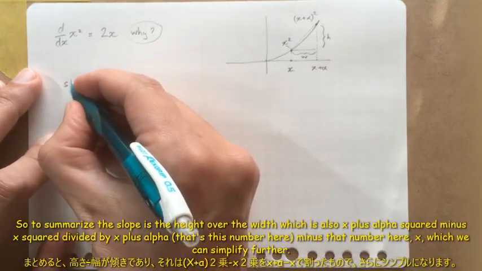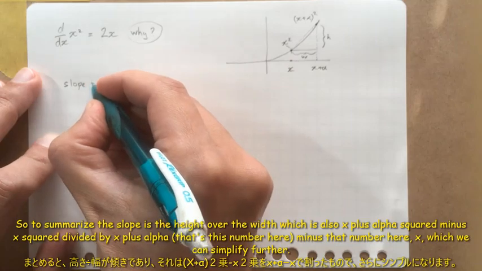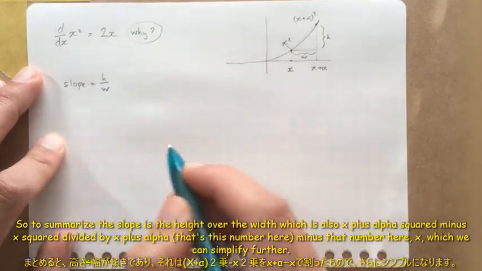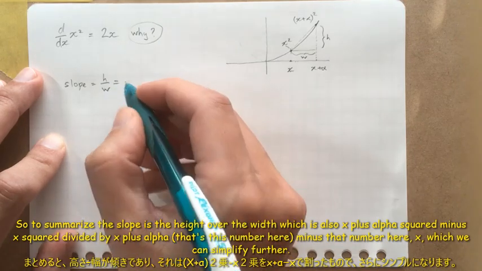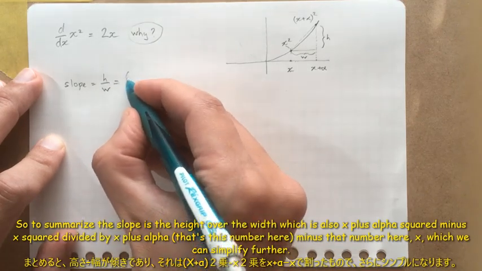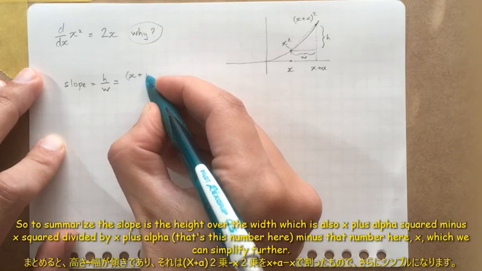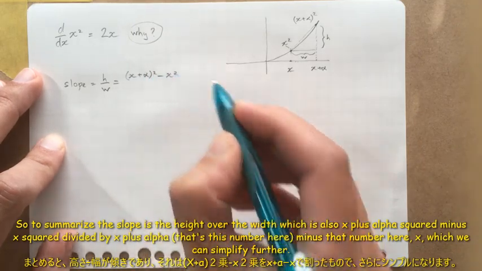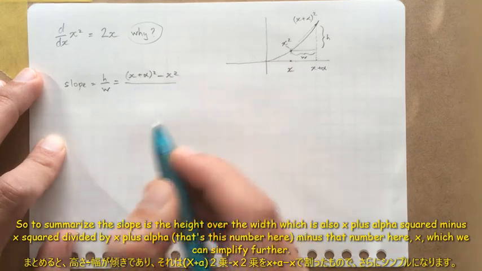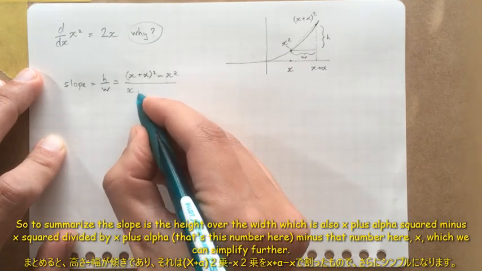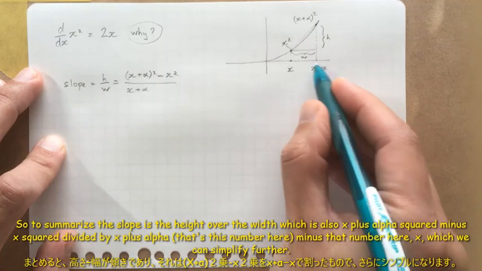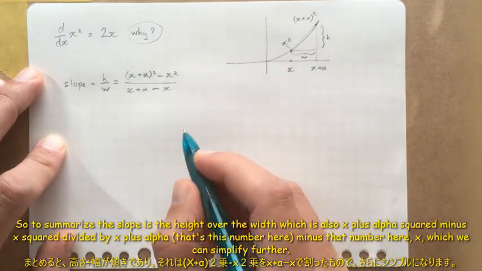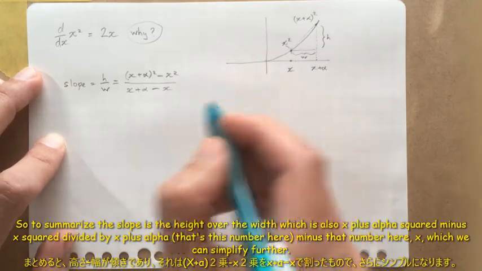So to summarize, the slope is the height over the width, which is also x plus alpha squared minus x squared divided by x plus alpha, that's this number here, minus that number here, x, which we can simplify further.